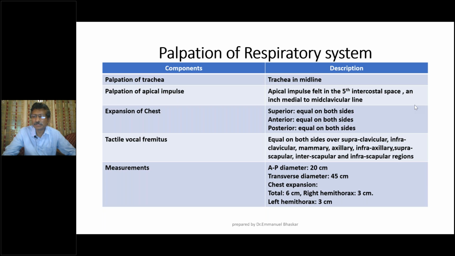Tactile vocal fremitus, I told you what was tactile vocal fremitus. If it is just tactile fremitus, same as VR and palpation. No, so that is tactile vocal fremitus. See, the equivalent of vocal resonance is tactile vocal fremitus. My question is just tactile fremitus without the word vocal.